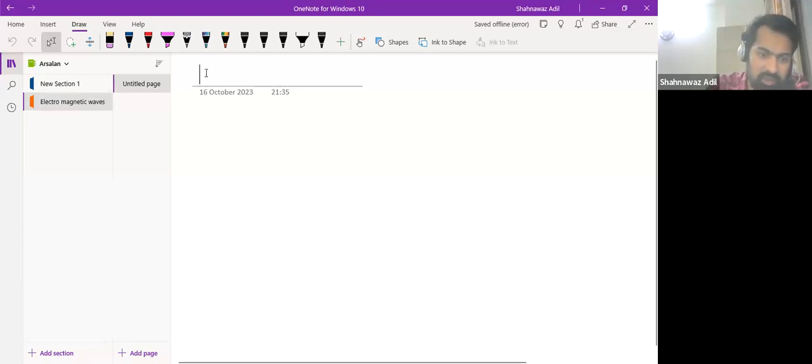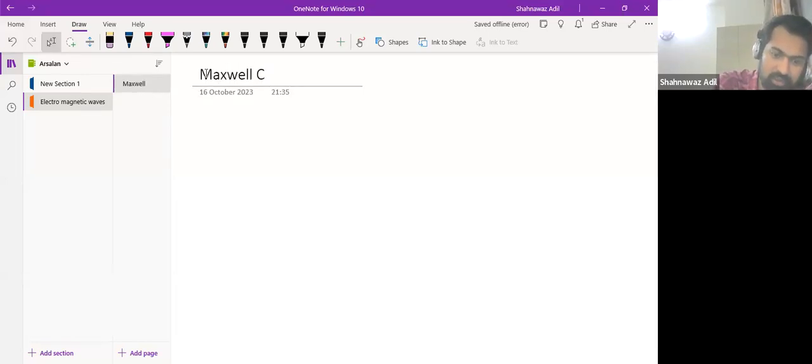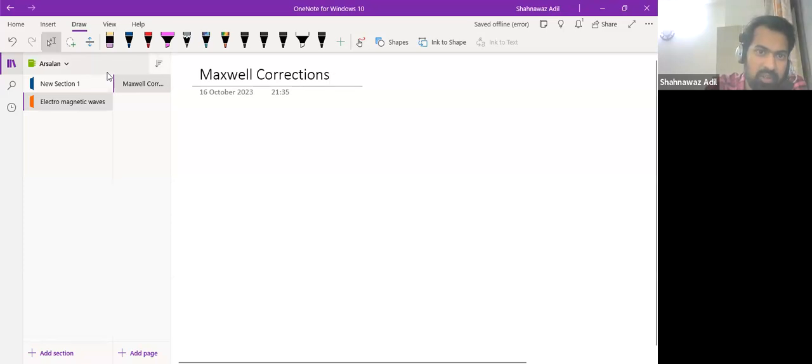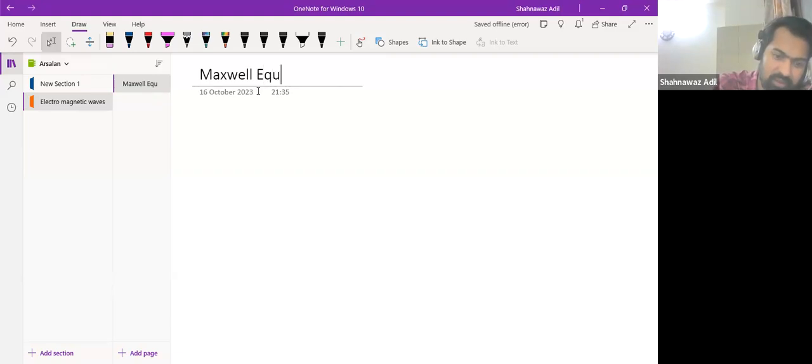And the first topic is Maxwell's equations. Maxwell was the person who was able to connect both the electric property of the charges and the magnetic property of the charges together. He was a brilliant scientist, and he was able to join all these properties together, and he gave these Maxwell equations, right?